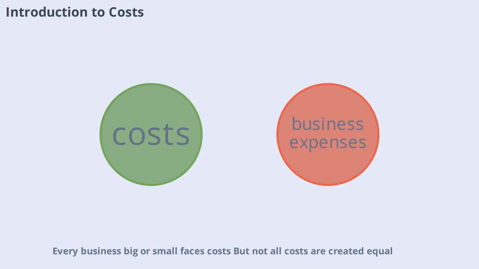Every business, big or small, faces costs, but not all costs are created equal. To manage a business effectively, it's crucial to understand the different types of costs you'll encounter. Today, we're diving into two of the most important categories: fixed costs and variable costs. By the end of this video, you'll know how to identify these costs and why they matter for your business decisions. Let's start by defining what costs are and why breaking them down is so important for financial planning.